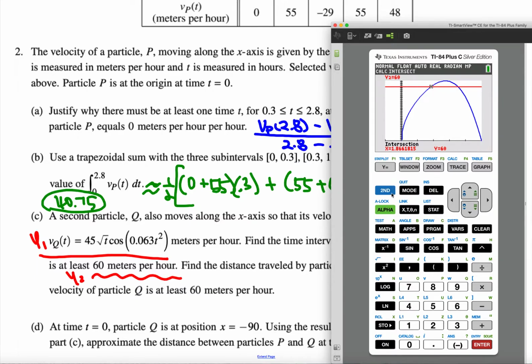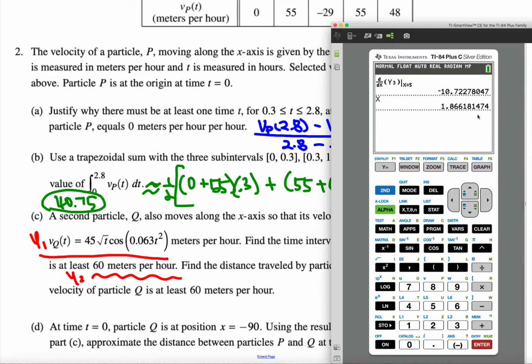I'm going to call that second quit. If I type in x, then that should be my intersection. And I'm going to store that as A, alpha. So the A value is that one.